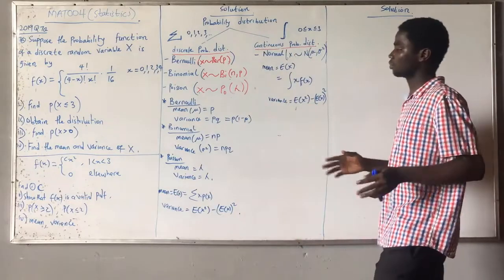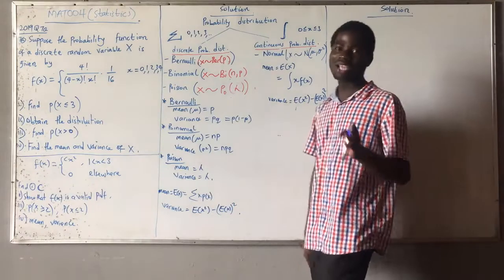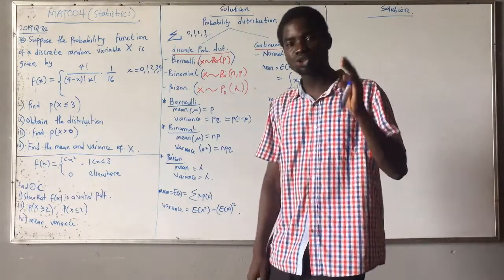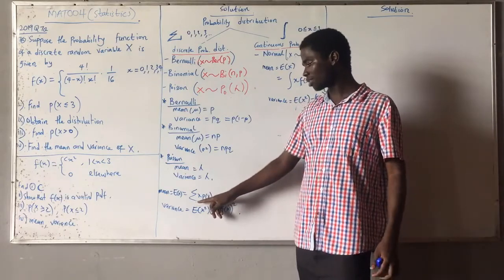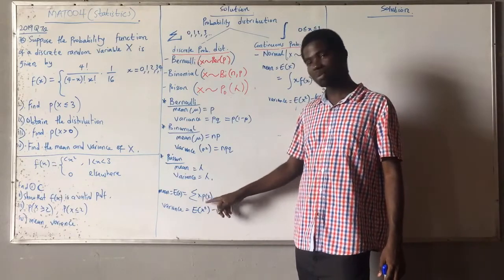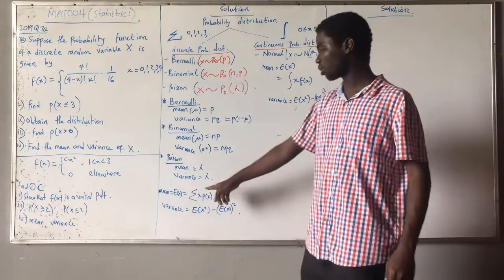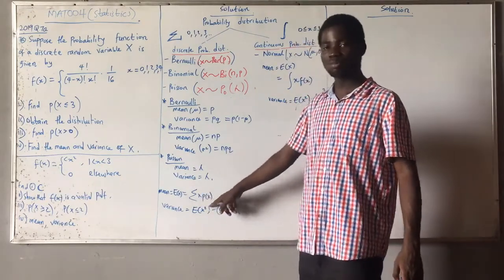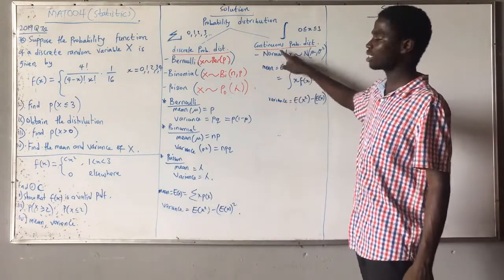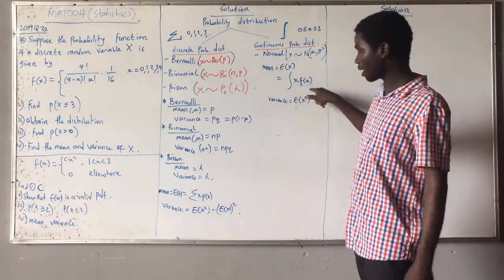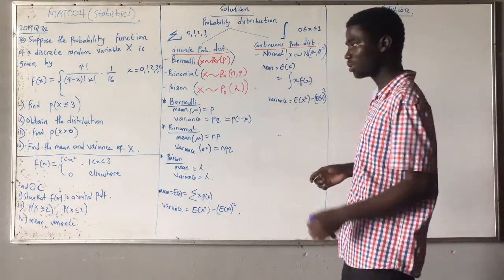Now, the next thing to do: whenever you are given a discrete probability distribution and you are told to find the mean, it is x multiplied by p of x, x multiplied by the function you are given. Then you do the summation of x multiplied by p of x. Do you understand? So if you are told to find the mean for continuous, it's still x multiplied by f of x, but it will have to be an integral. It will no longer be a summation, it will be an integral now.